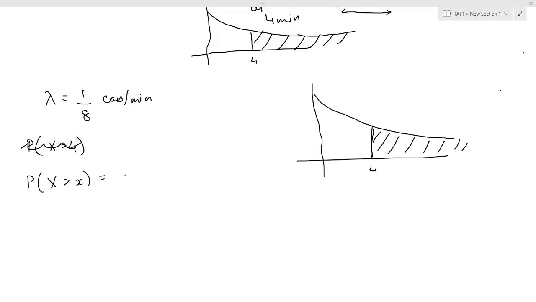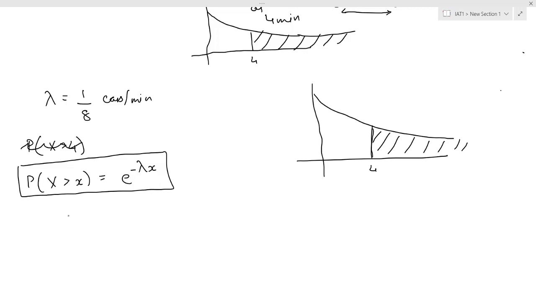What is the formula in case of exponential distribution? For exponential distribution, what is the formula? The formula is e raised to minus lambda x. This is the formula that you have to remember for exponential distribution. Probability of X greater than x is equal to what? e raised to minus lambda x. It is as simple as this, right?